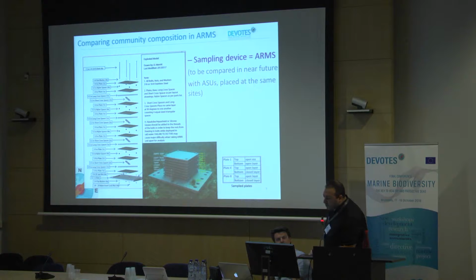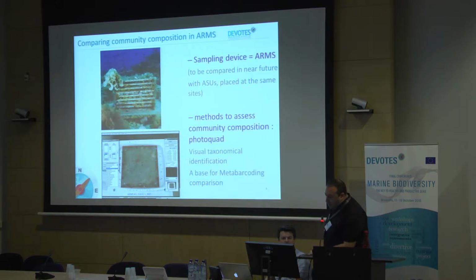So we used the sampling device, the ARMS, constituted by different plates, 8 plates, 20 centimeters by 20 centimeters, and this sampling device is put on the bottom. After we take it back, we use a method to assess community composition using the Photoquad software. Photoquad software permits visual taxonomical identification based on photography, and it's a base for metabarcoding comparison after.